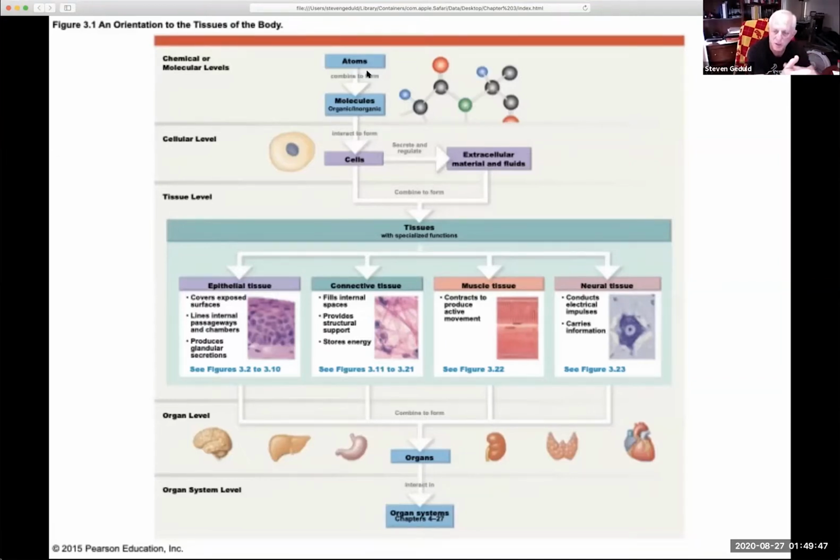Organs make up the organ system. There's 11 organ systems in the human body. We went through each of those on Monday, and we'll go into detail in each one of those as the other chapters as we go.